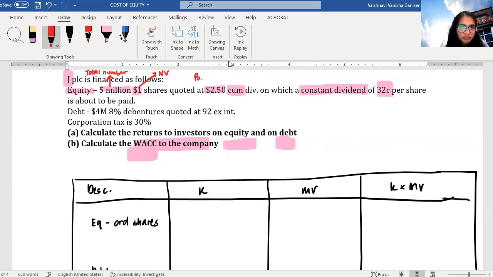But to find POX diff, sorry, I'm going to do this. POX diff equals to 2.50 minus 0.32. This is D0. Your debt is $4 million, 8% debentures quoted at 92x interest. Tax rate is 30%.